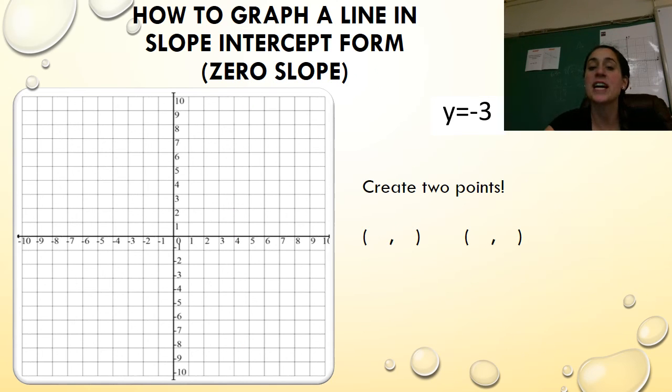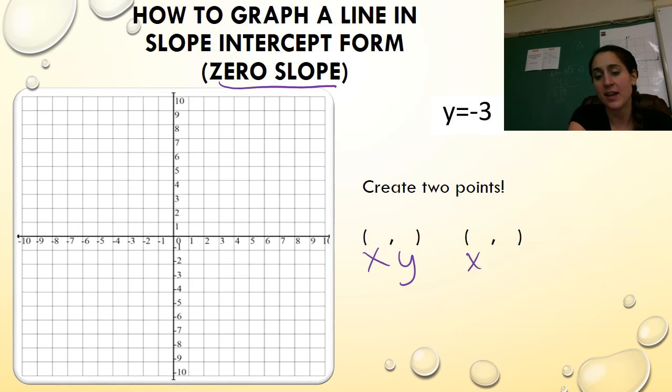All right, last one we're going to look at today. This one doesn't have any x's, so I know my slope is going to be 0. Again, all it tells me is what y equals. We all know this is x, this is y, in an ordered pair. So what I'm going to do is make my y values be -3. So in both of my ordered pairs, my y value is -3.